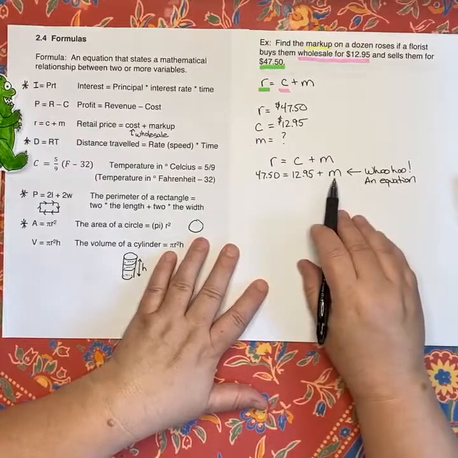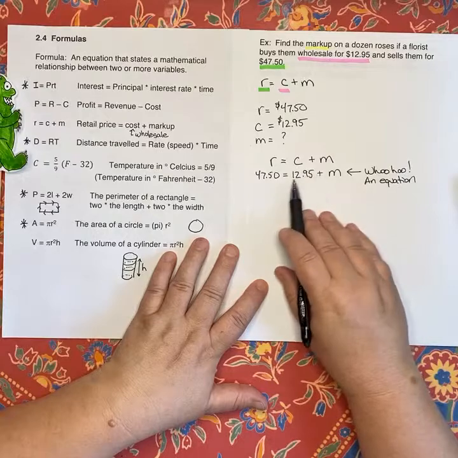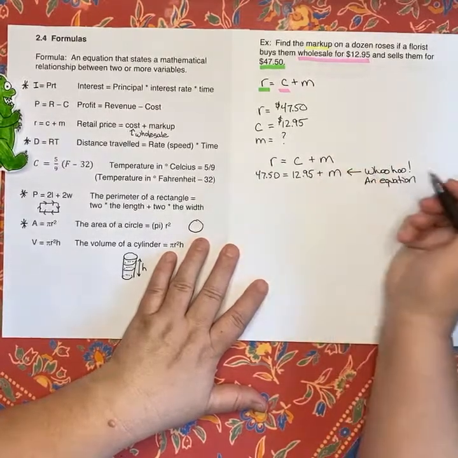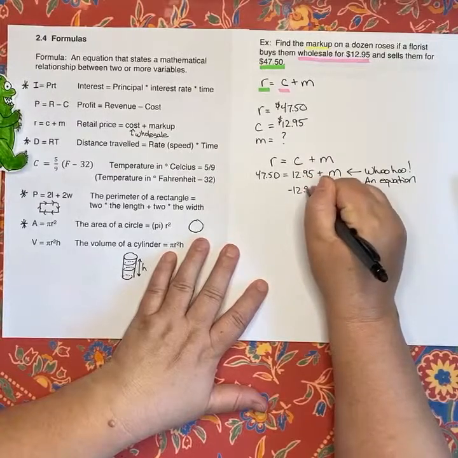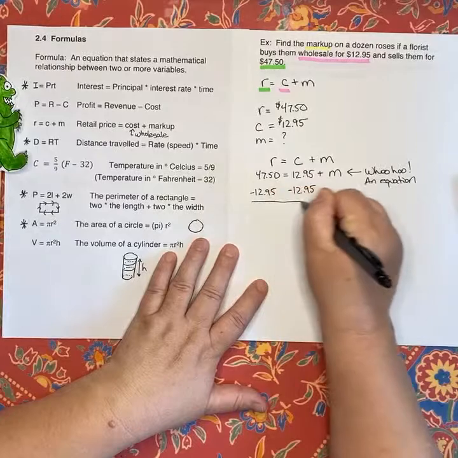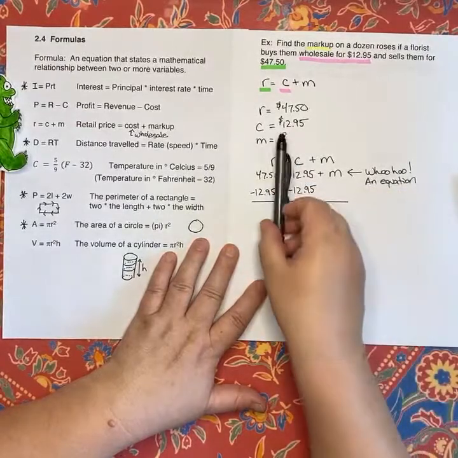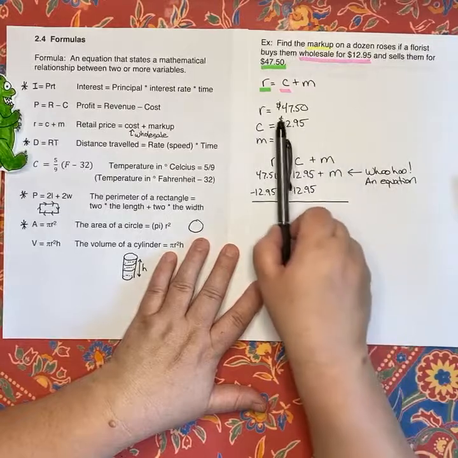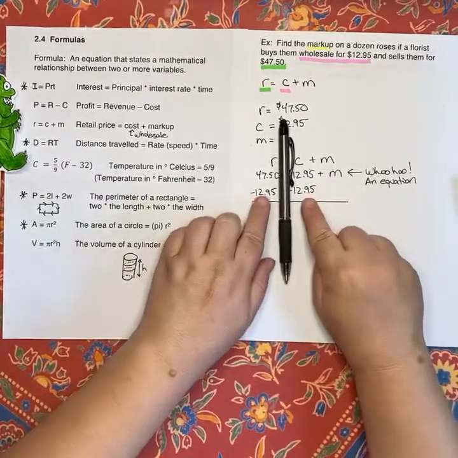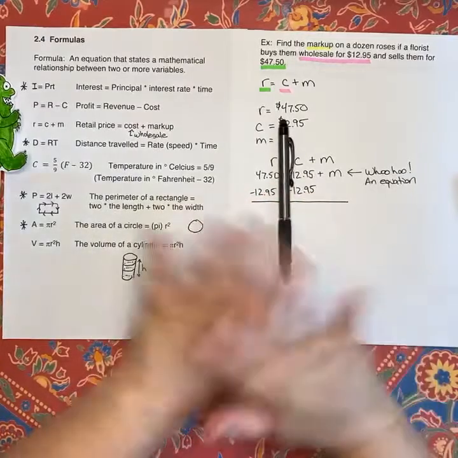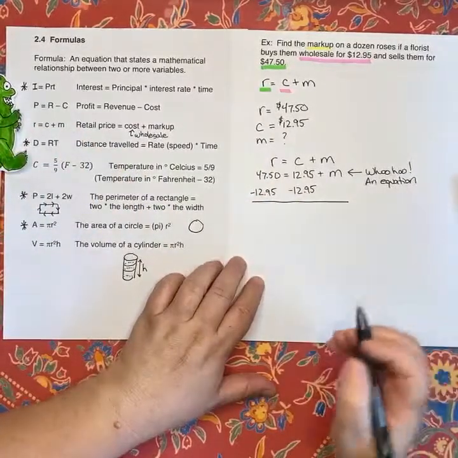So I want to solve for M. And so I think what I'm going to do, because this is adding $12.95, what am I going to do? You got it. I'm going to subtract $12.95 from both sides. And I'll remind you, and I'm going to keep reminding you, if you put your pen or pencil on the equal sign, you should see $12.95 on each side. If they're both on one side, then you've done it wrong. Make sure one on each side.